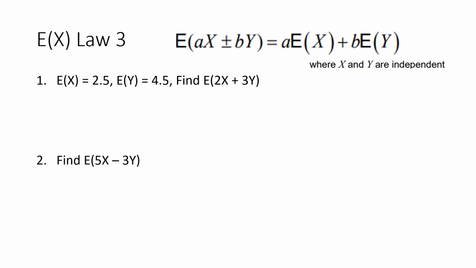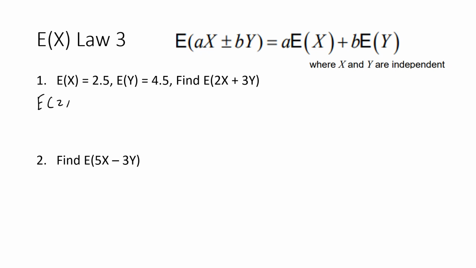The third law of expectation is E of aX plus bY is equal to a times E of X plus b times E of Y, where X and Y are independent, so they don't have an influence on each other. Sounds a bit complicated, but let's run through these questions. So we know from the last two laws, E of X here is 2.5 and E of Y is 4.5. Find E of 2X plus 3Y.